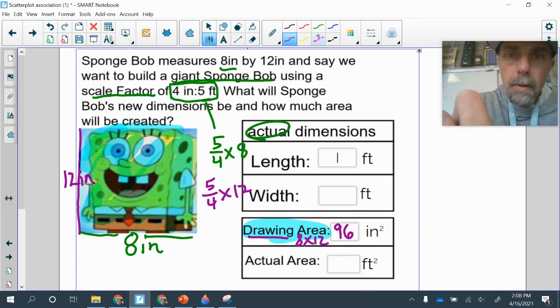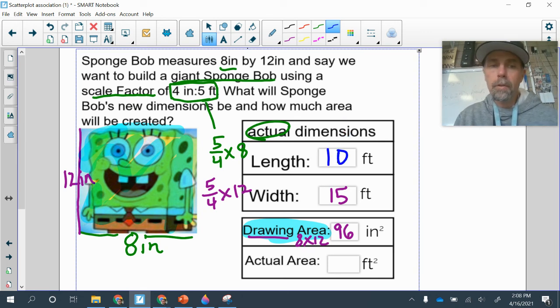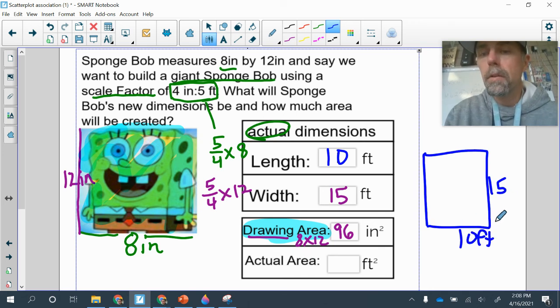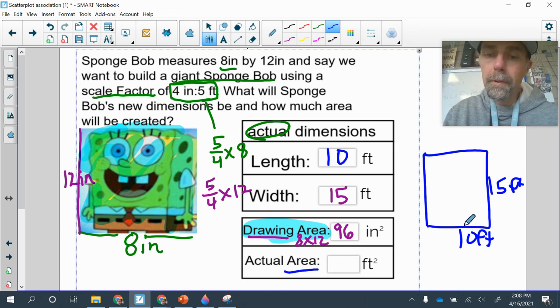So 15 feet by, well, I guess it doesn't really matter which one's which. I just know my new SpongeBob, the ginormous one, is going to be 15 by 10 feet. So those are the new dimensions. That's going to be huge. So to find the area, I just multiply those. It's a rectangle. 10 times 15 is pretty easy. It's just 150 square feet.